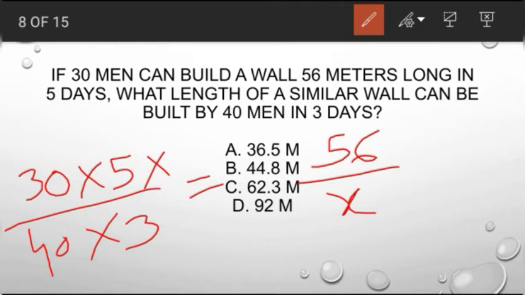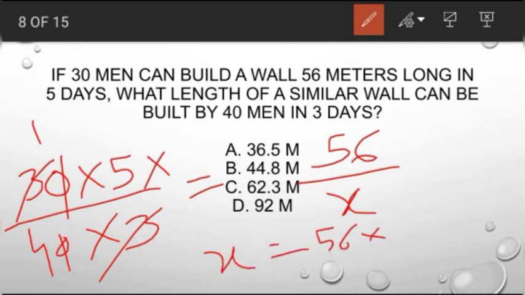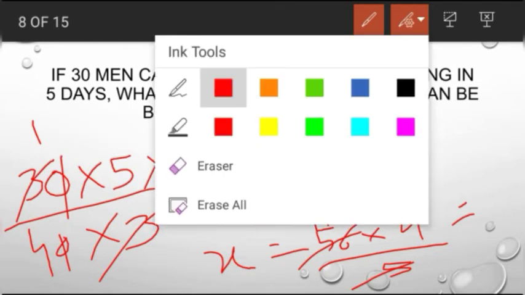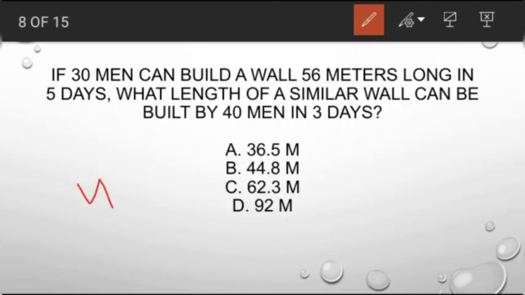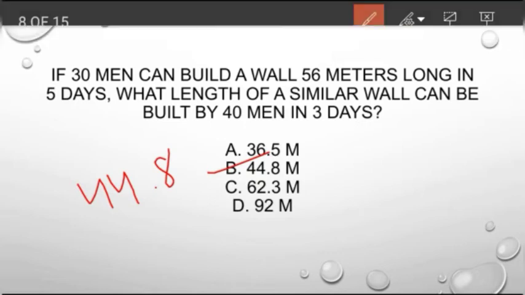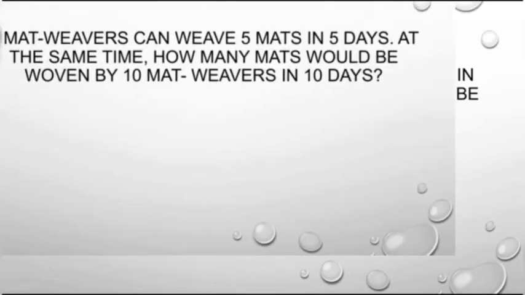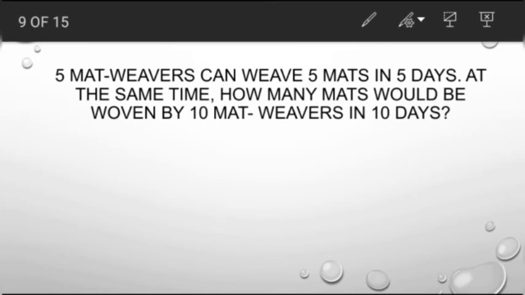Okay, now solve. The 0s cancel, and 3 one time, and so X equals 56 into 4 by 5, that is equal to 11.2. So the answer is 4 into 11.2, 44.8, and the answer is option B. Now let us solve one more example.